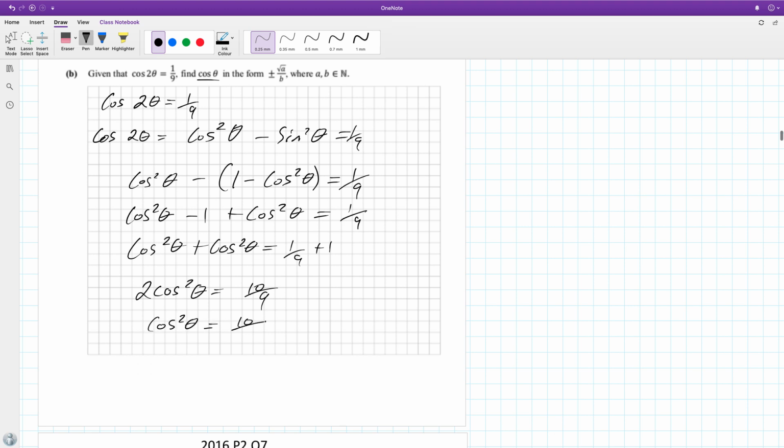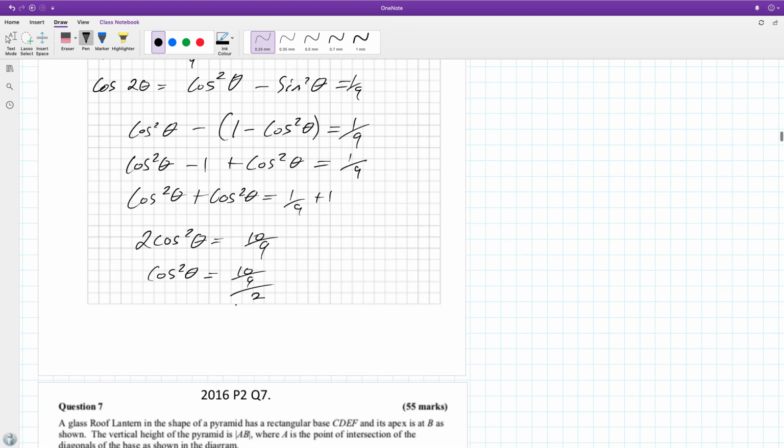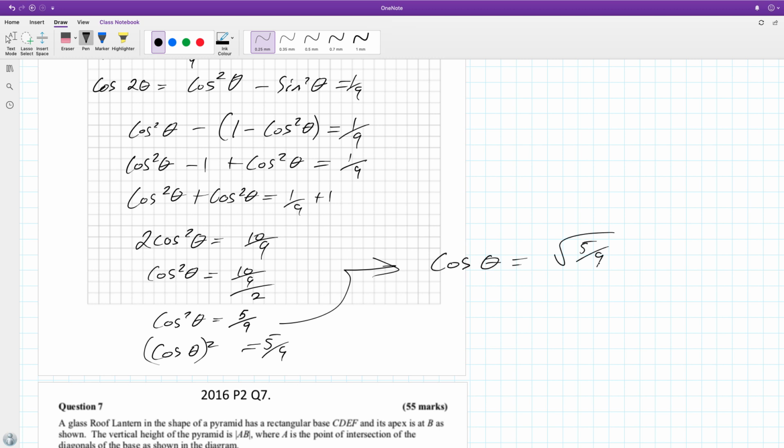Cos squared theta is equal to 10 over 9 divided by 2, which is flip it and multiply. 2 over 1, flip it, 10 over 18. So, 5 over 9, sorry. Cos of theta, all squared, is equal to 5 over 9. Cos of theta is equal to the square root of 5 over 9. Cos of theta is equal to root 5 over 3. And they want it plus or minus because it can be plus or minus. Is that okay, guys? Right, let's look at another little thing like that.